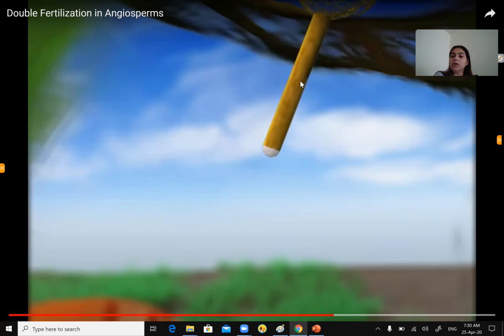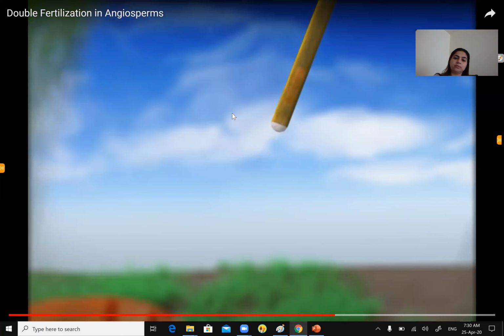For the female gametophyte, inside the ovule, there are eight haploid cells. One of them is the egg cell. Two of them in the center are called polar nuclei because they are part of double fertilization. Inside each pollen, we have the pollen tube nucleus that will form the pollen tube, and there will be two sperms instead of one. Two sperms, two fertilizations. This is why it is called double fertilization.